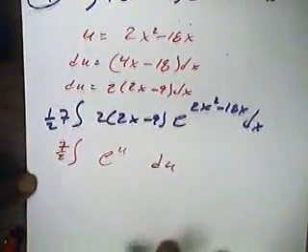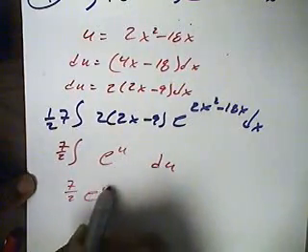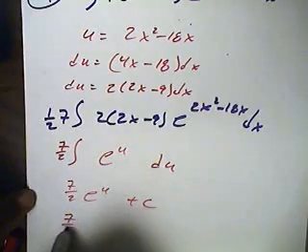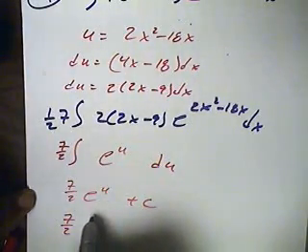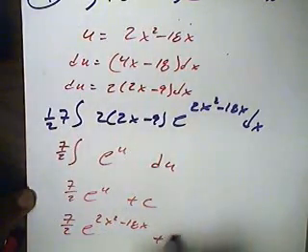All right, so the antiderivative of e to the u is e to the u plus c. And so finally we have 7 over 2, and the u goes back to e to the 2x squared minus 18x, all plus c.